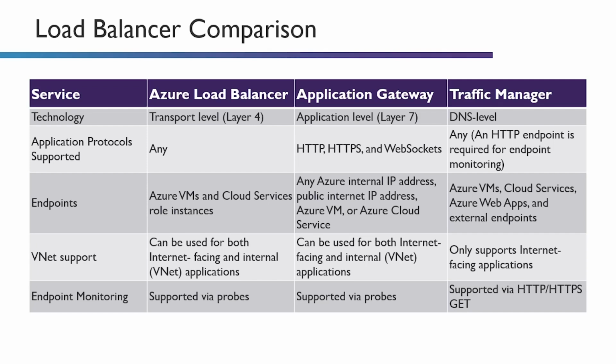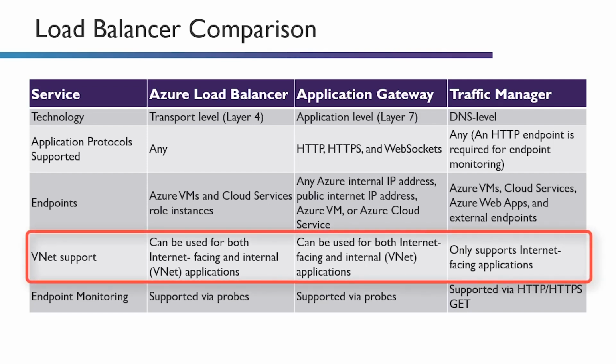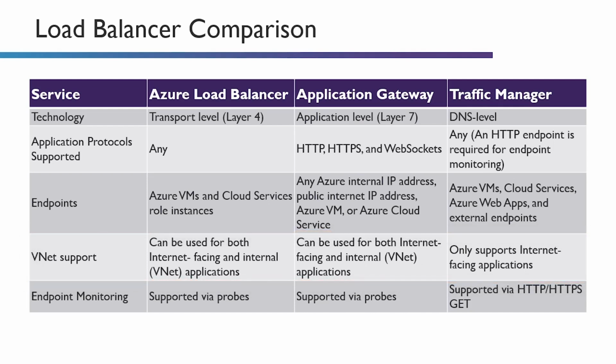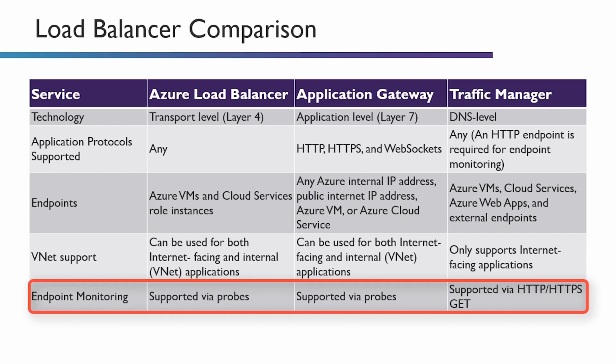VNet support, so you can see, it can be used for both internet-facing and internal VNet applications on the Azure Load Balancer. App Gateway can be used for both internet-facing and internal VNet applications as well. Traffic Manager, however, only supports internet-facing applications. Endpoint monitoring, you've got probes in the gateway and the load balancer, and then you've got some HTTP, HTTPS GET monitoring support in the Traffic Manager. So a lot of options there.